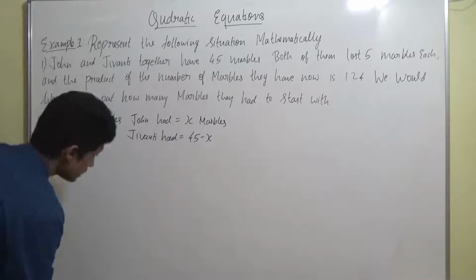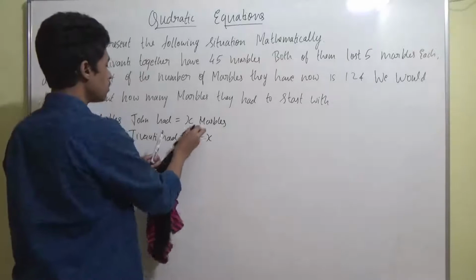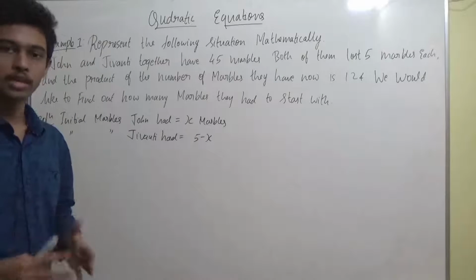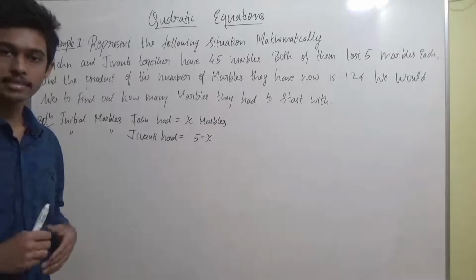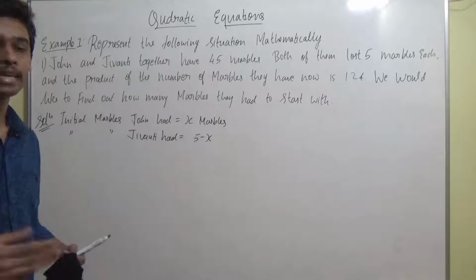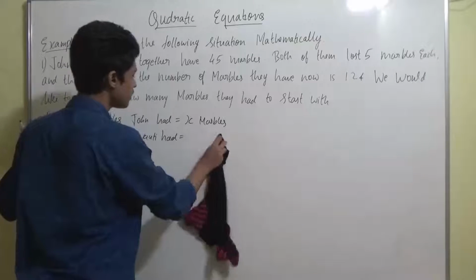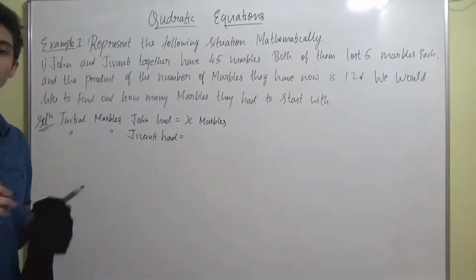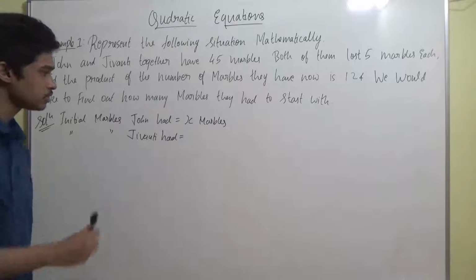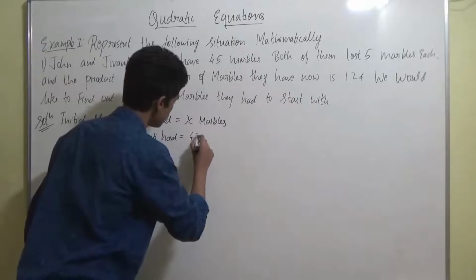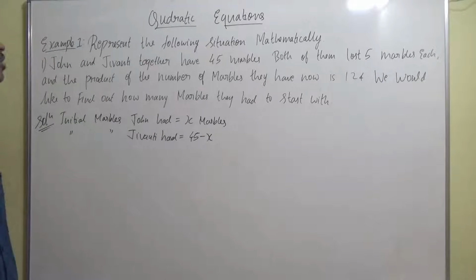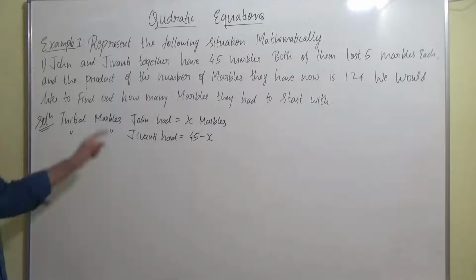Getting it, guys? How 45 minus x? For example, consider we both have marbles. So together we have 45. If I have x, how much will you be having? 45 minus x, right? As simple as that. If I have 10, you will be having 35, that is 45 minus 10. If I have 10 marbles and the total is 45, how much will you be having? 45 minus 10, which is in this case x. So it is 45 minus x, right?